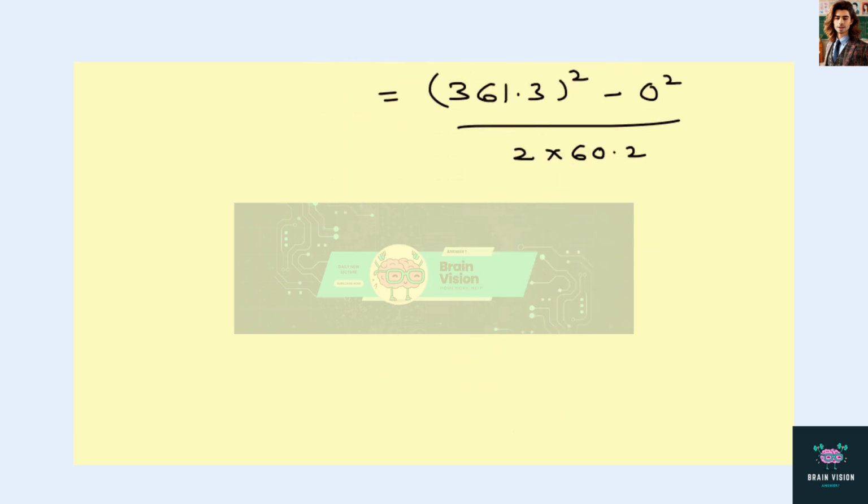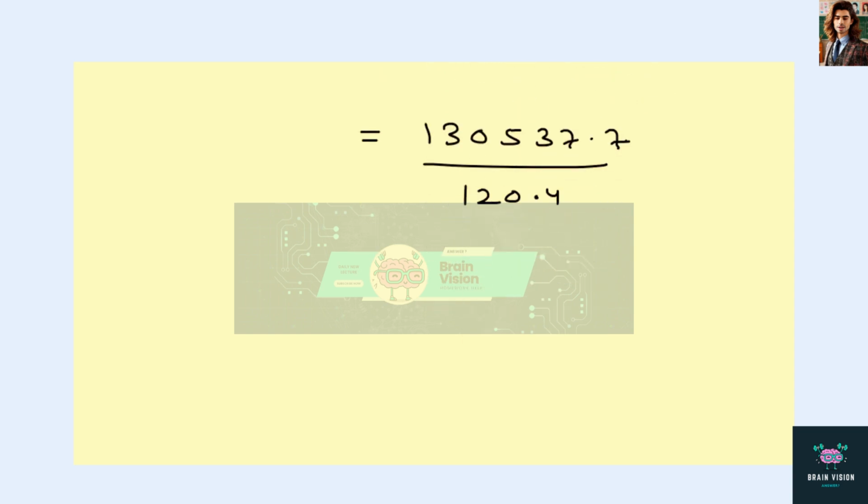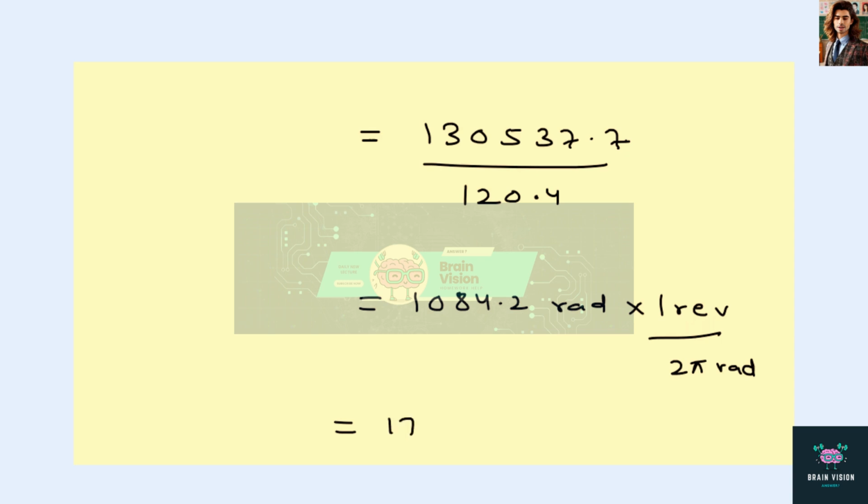Solving it further, I get the value as 130,537.7 by 120.4. On solving it further, I get the value as 1084.2 radian multiplication 1 revolution by 2 pi radian. So the final answer, that is the number of revolutions turned during the startup period, is equal to 172.5 revolutions.